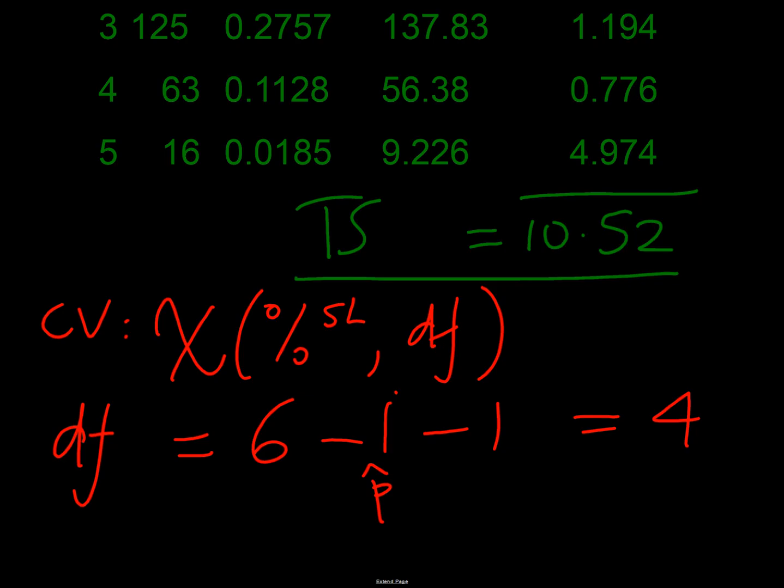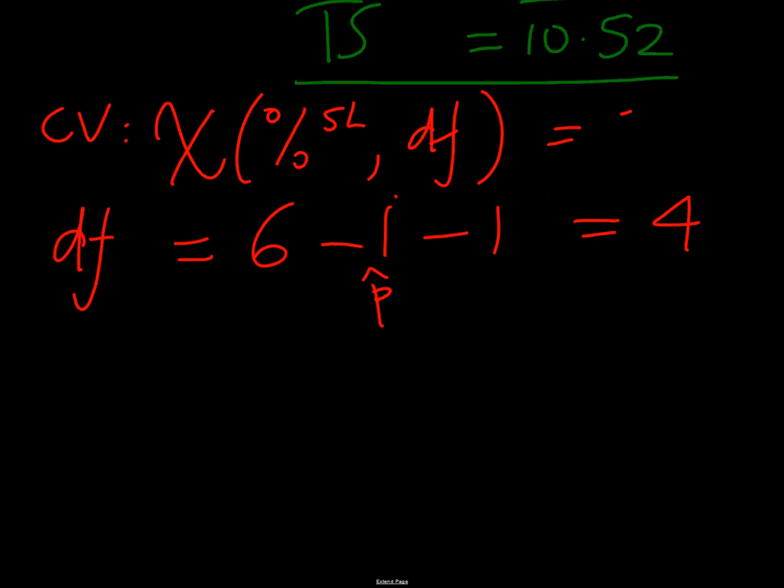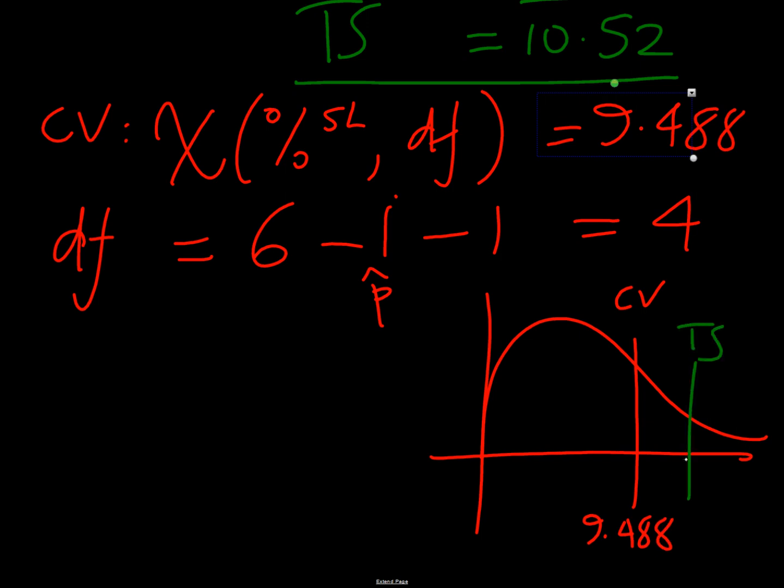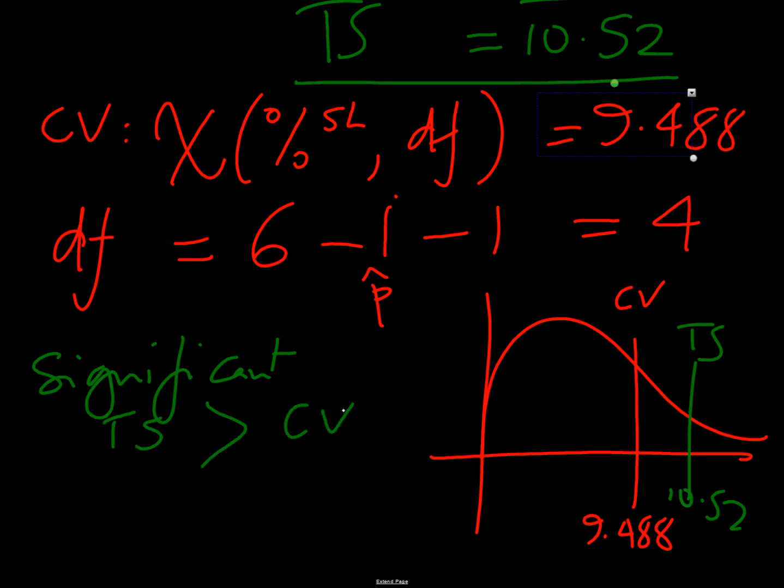So let's go back then. My critical value is going to be 9.488. If I draw my diagram, my chi-squared, I now know my critical value is 9.488. I know my test statistic is 10.52. So I know my result is significant. Why? Because my test statistic is greater than my critical value.